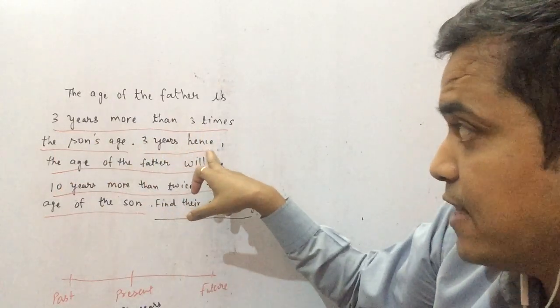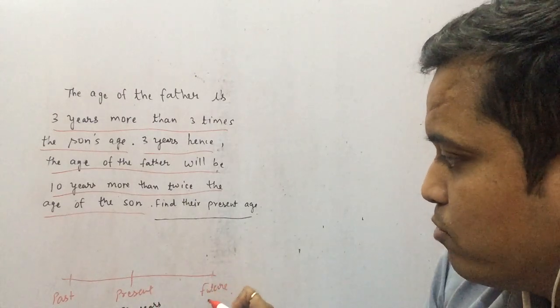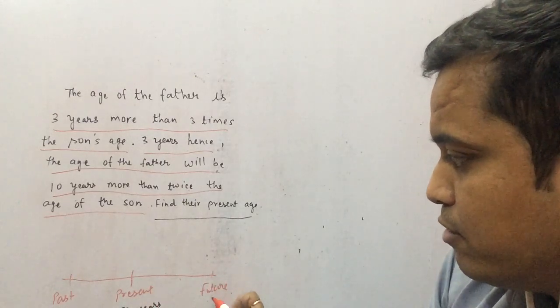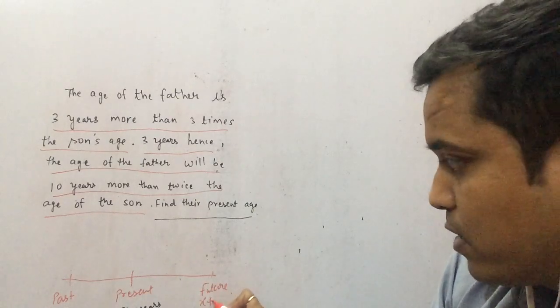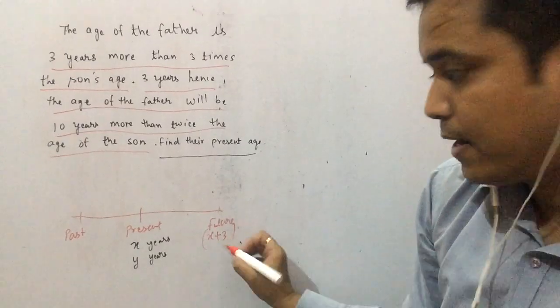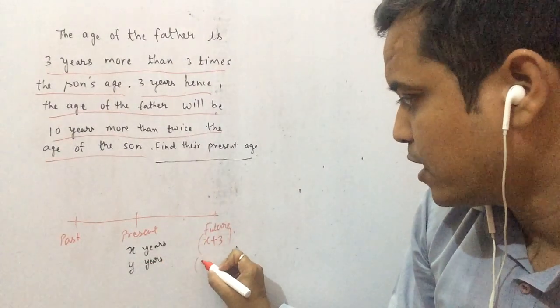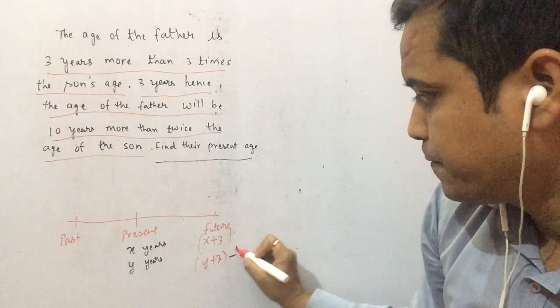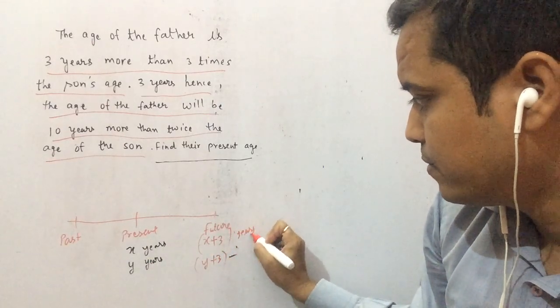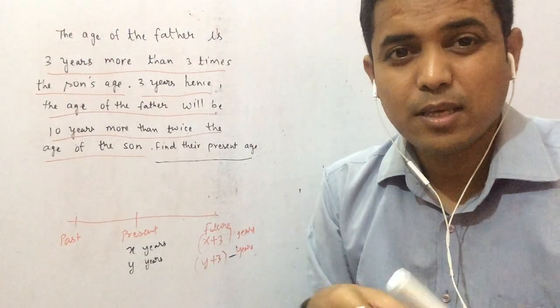Now here the statement is 3 years hence, which means they are talking about the future. What would be the age of his father 3 years hence? It would be x plus 3, and the age of his son y plus 3 years. All right, now we are going to make the equations.